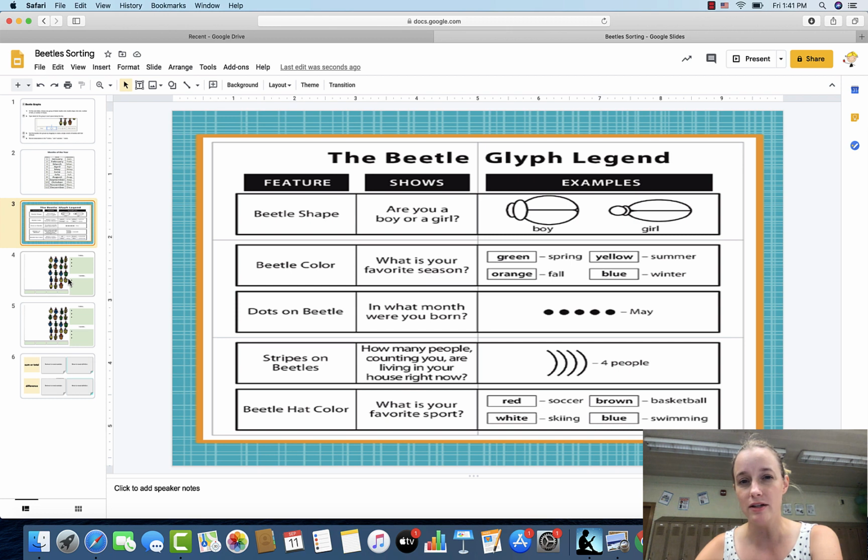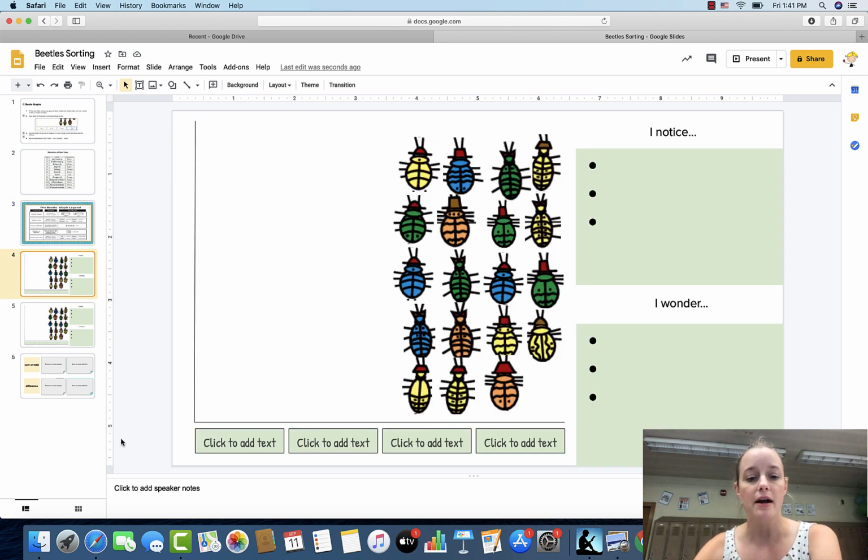Okay, so I'm going to go ahead and do a quick sample for you so you know what I'm expecting from you today. Let's look at this page. What you're going to do is try to figure out how to sort them. And I think an easy way to sort them is by color. So I could put all my colors down here.